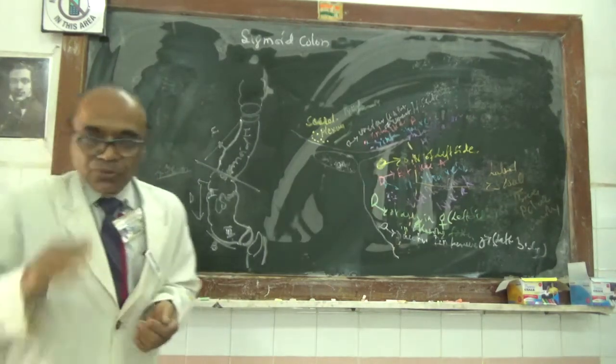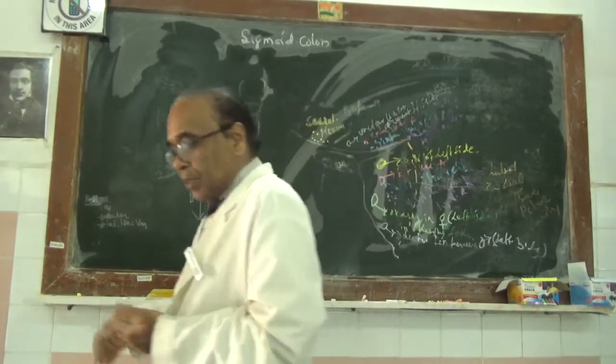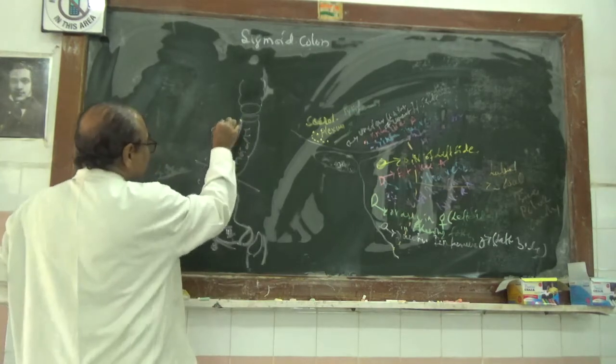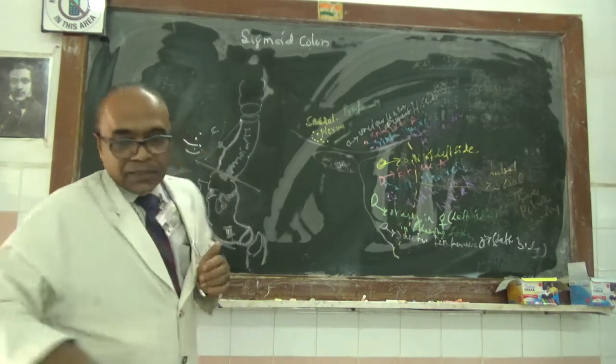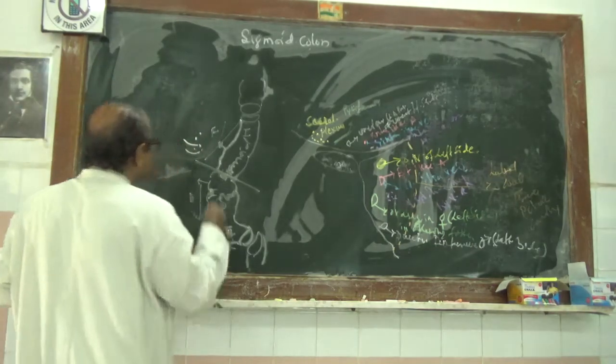Now the question comes, what will be there above and what will be there below? Above the sigmoid colon here, you can take this here. Above you will have the coils of the ileum.